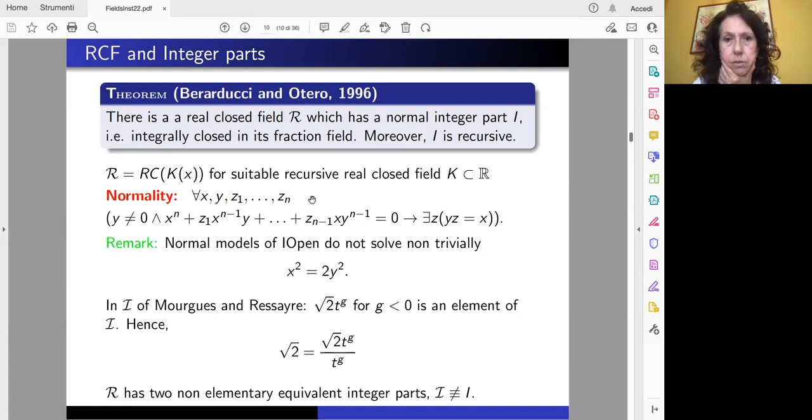What is R? R is non-standard. Yes, R is non-standard. Alex, yeah.